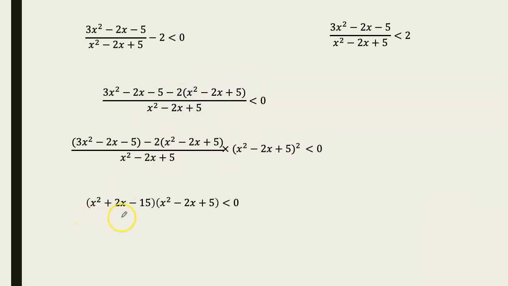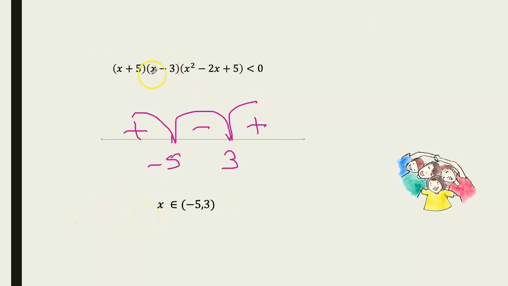When you factorize x² + 2x − 15, what do you get? (x + 5)(x − 3). So the roots are −5 and 3. Draw it on the number line and put alternate plus and minus. And when is it less than 0? In the open interval −5 to 3. We have the open interval because it is strictly less than 0.